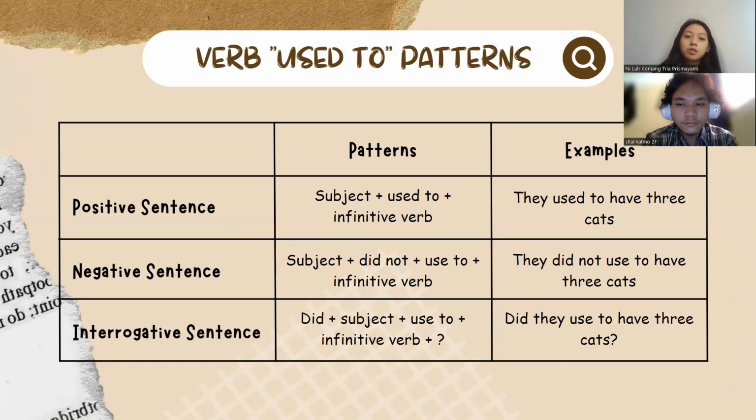Negative sentence of used to is subject plus did not plus used to plus infinitive verb. So from the sentence before, it will be they did not used to have 3 cats. And the last one is the interrogative sentence. The pattern is did plus subject plus used to plus infinitive verb. So from the example, we can change the pattern into did they used to have 3 cats?